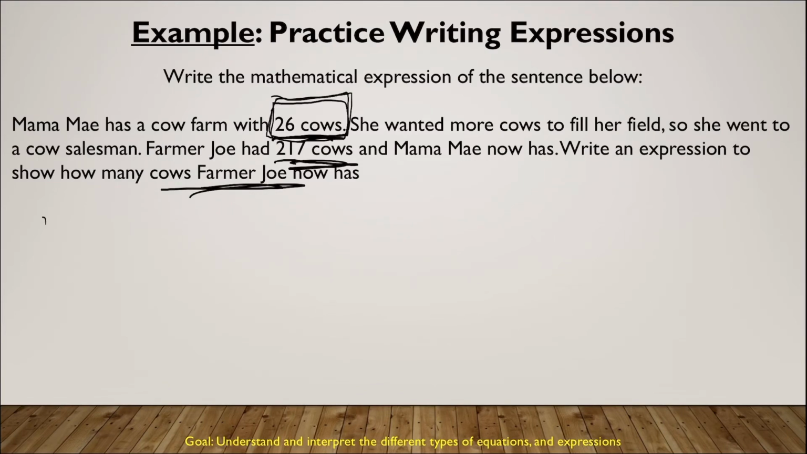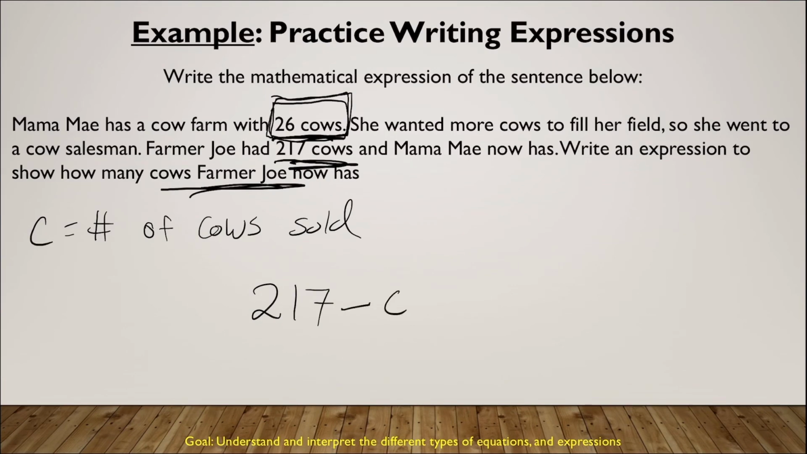So let's say C equals the number of cows sold. Okay, so we would say it starts with 217. We subtract so many cows. If we say this is Mama May's 20, well, actually we don't need to do that. It'd just be 217 minus C because we're just taking away cows from Farmer Joe.